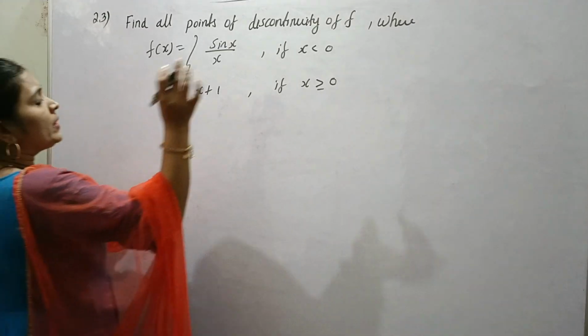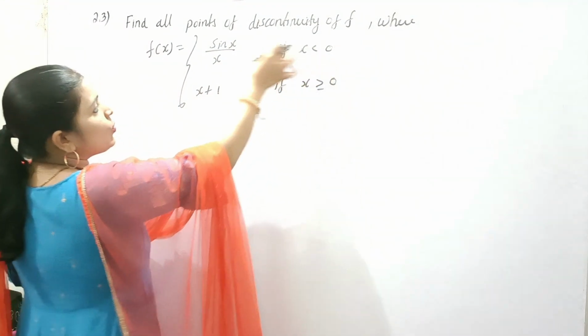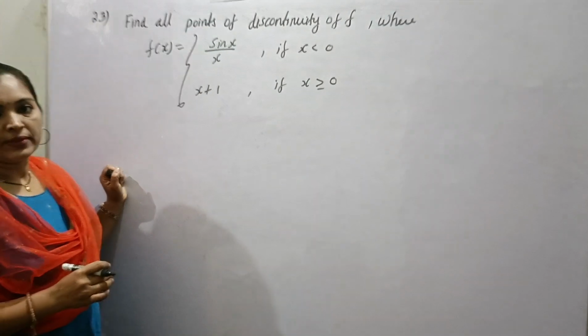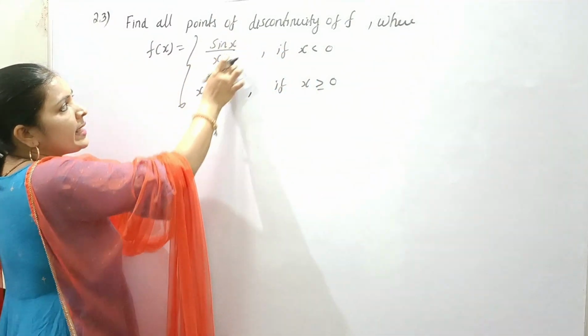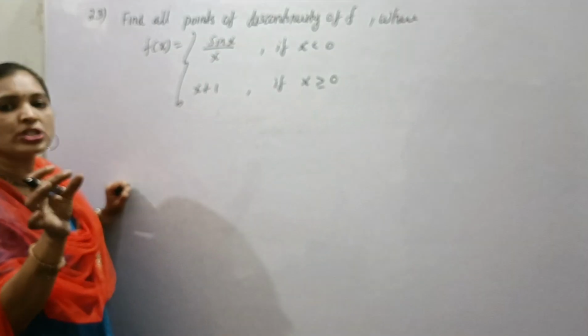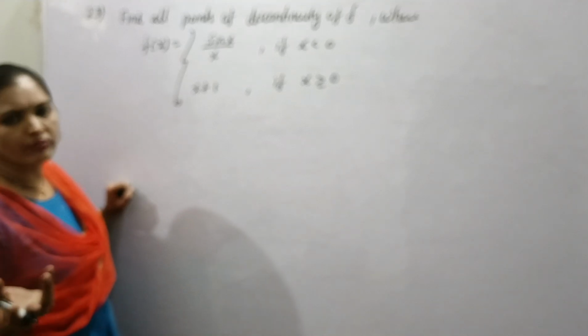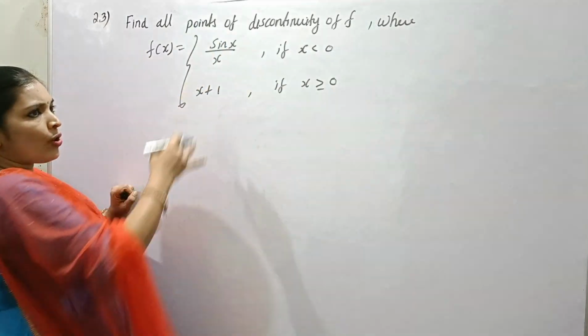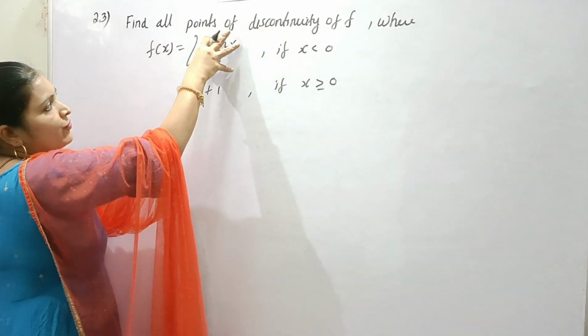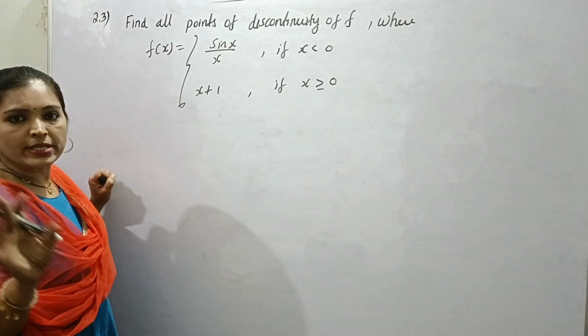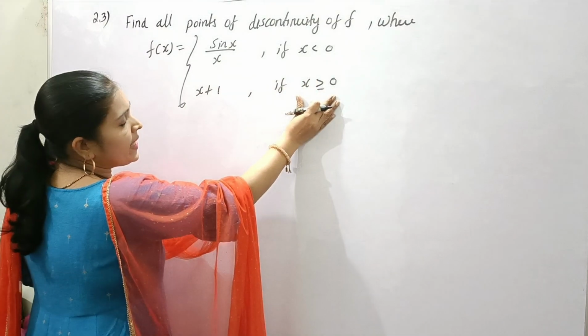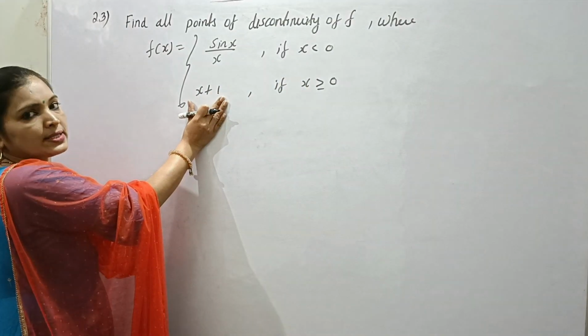Okay, so here, for x less than 0, the function is sin x by x, right? We know that the sine function is continuous and x is also continuous. x is nothing but a polynomial function. So here it is a quotient of two continuous functions. A quotient of two continuous functions is also a continuous function. So for x less than 0, f of x equal to sin x by x is a continuous function. And for x greater than 0, it is a polynomial function and it is continuous.